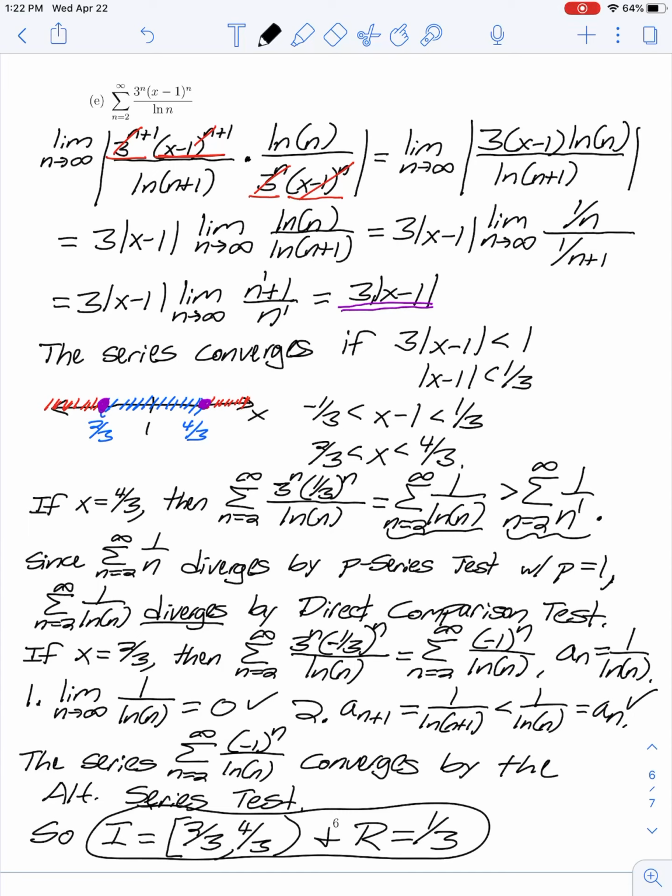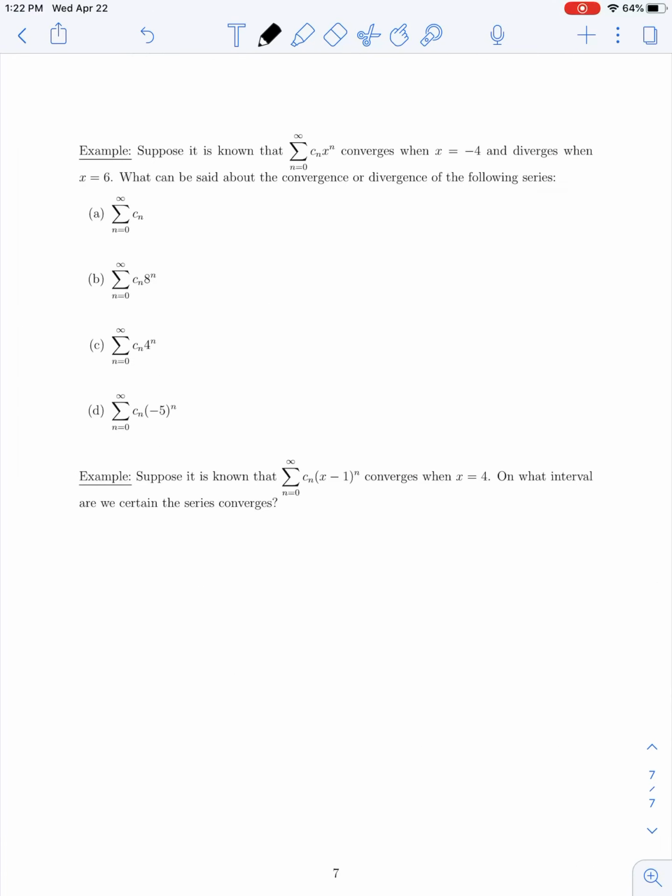All right. Now in the last part of this section, we'll consider some conceptual problems in determining the interval and radius of convergence. So in this last one, let's suppose that it is known that the series from 0 to infinity of c sub n times x to the nth power will converge when x is equal to negative 4, and it diverges when x is equal to 6. So then we're asked what we can say about convergence or divergence of certain related series.